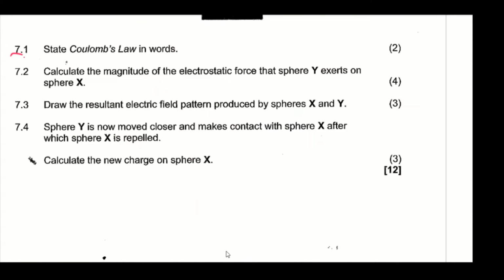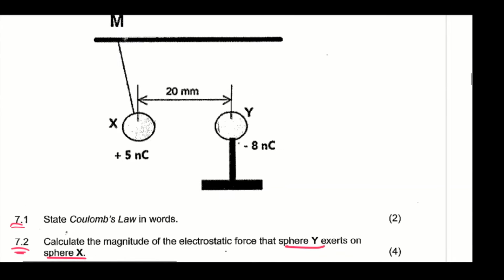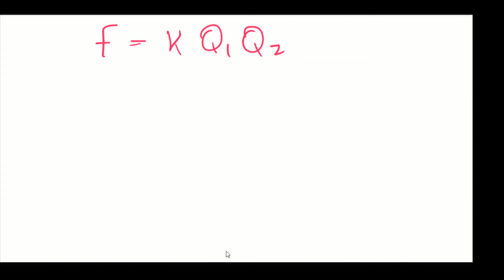Right, so now we're going to do 7.2, which states: calculate the magnitude of the electrostatic force that sphere Y exerts on sphere X. So we're just going to calculate the electrostatic force that exists between these two charges, the charge of sphere Y and sphere X. For us to calculate that electrostatic force, we're going to use the equation F equals k Q1 Q2 divided by r squared, right?